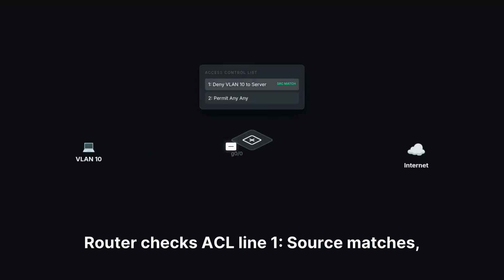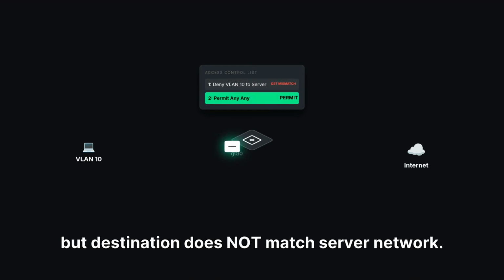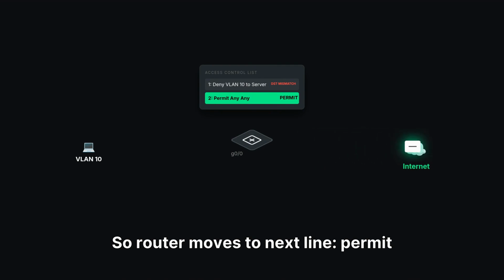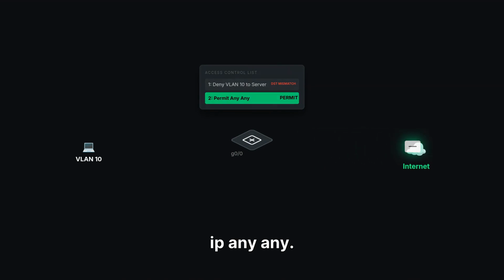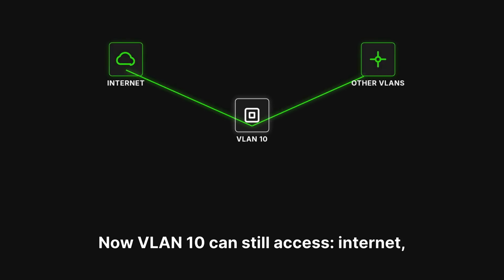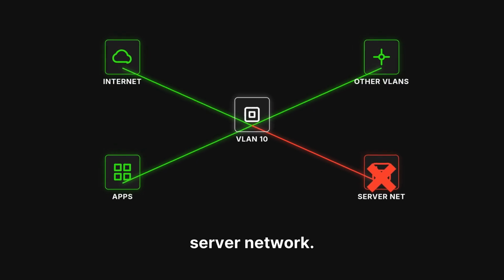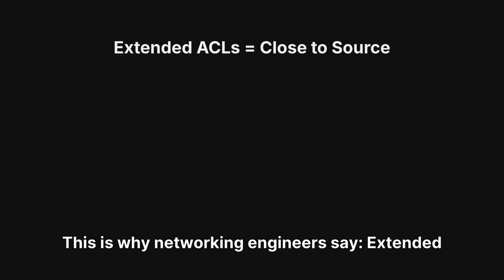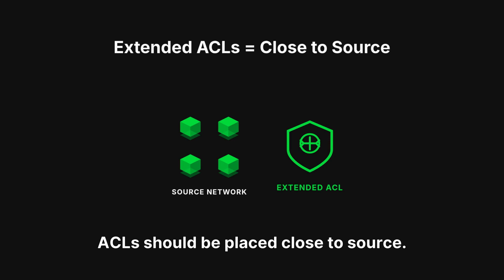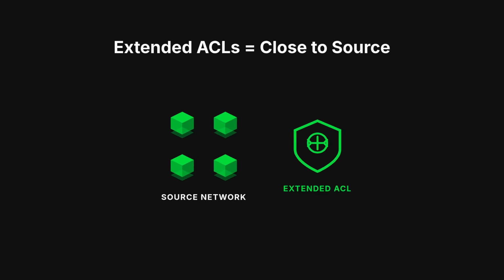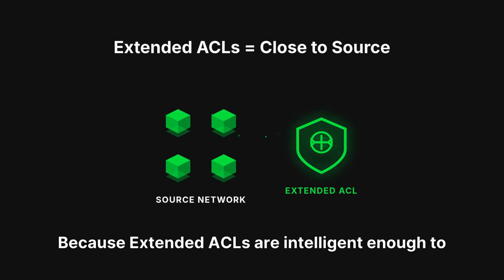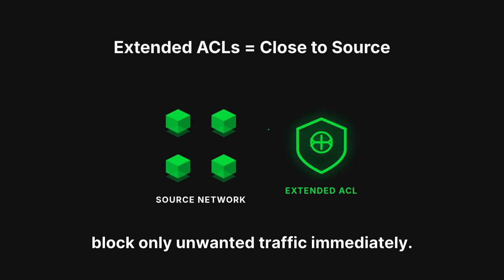Now suppose VLAN 10 user accesses internet. Router checks ACL line 1. Source matches, but destination does not match server network. So router moves to next line. Permit ip any any. Result, traffic allowed. Now VLAN 10 can still access internet, other VLANs, and applications, but cannot access server network. This is why networking engineers say extended ACLs should be placed close to source, because extended ACLs are intelligent enough to block only unwanted traffic immediately.